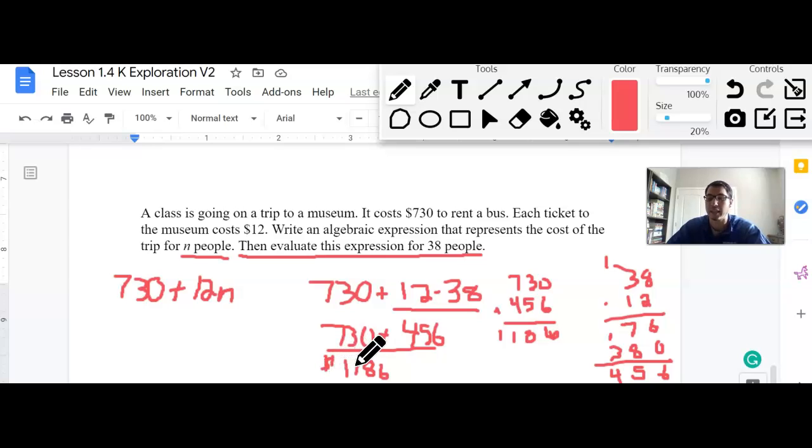Wow, that's expensive. So next time you think, oh, we should take a field trip, think about how much money it costs to take 38 people. Now you talk about your whole grade, which has like 500 people. It gets really expensive really fast. So think about that when you do go on a field trip. You should feel very lucky and special that you are able to go on a field trip.